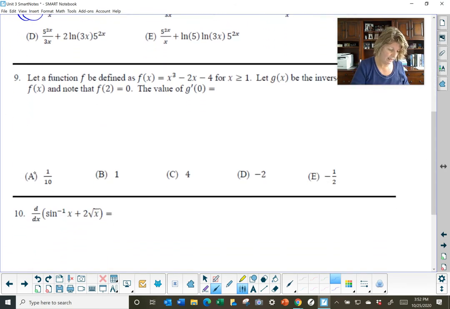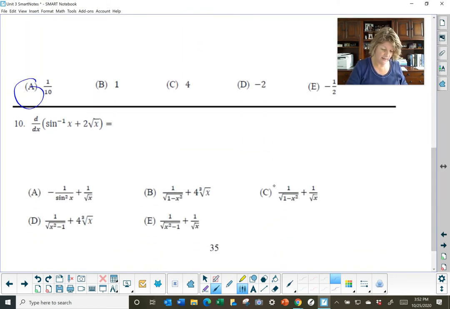For 9, it is also A. That is one of those inverse problems. And number 10, the answer is C. That one we just need to know the derivative of that.